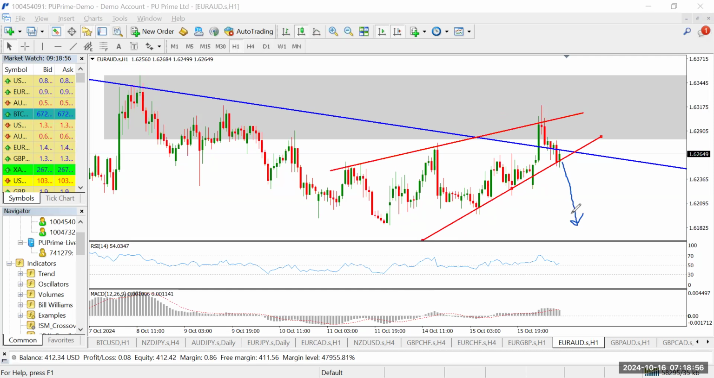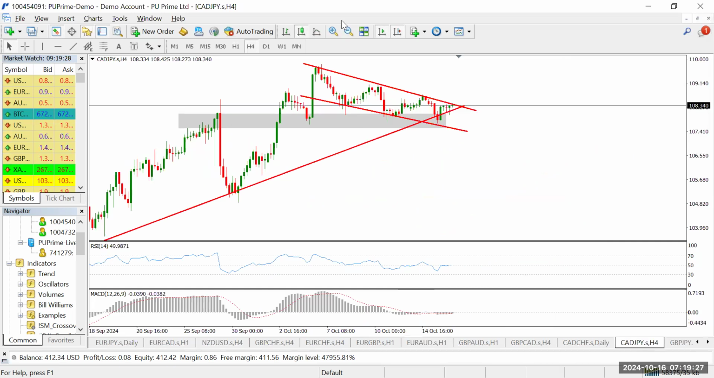And don't forget the confirmation for that also will be that RSI should be clearly below 50. So with this, I hold a bearish outlook on the Euro AUD. Very bearish on Euro AUD, specifically on the 1 hour. It's an intraday setup.